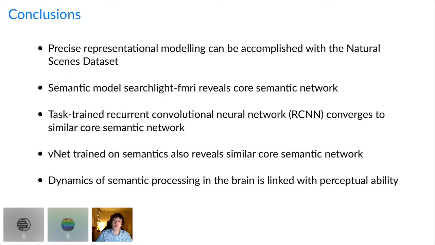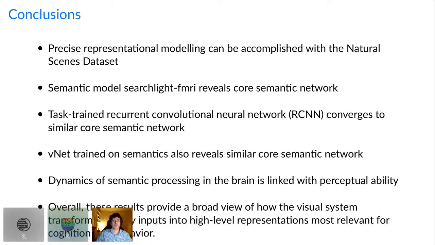We have a few links to behavior here, one with visual consciousness and another with perceptual ability in our super recognizers, where the dynamics of semantic processing seem to contribute to these differences in ability. But overall, the results that I've shown you today provide a broad view of how the visual system transforms sensory input into high-level representations most relevant for cognition and behavior. And I would say it tries to go one step further from the classical categorical account of high-level vision and bring it to a more linguistic, conscious space.